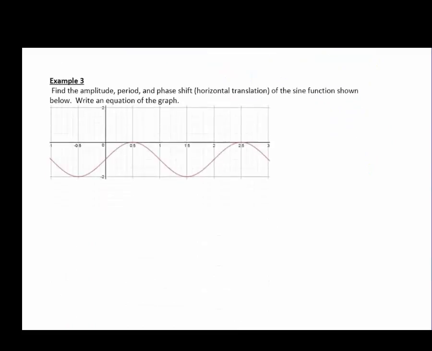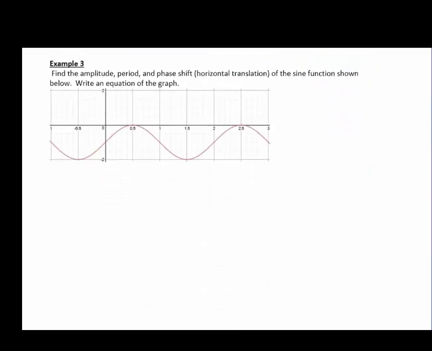All right, let's take a look at the last problem and see if we can find the amplitude, the period, and the phase shift, which is the horizontal translation, of this sine function, and then write the equation of the graph. Okay, so our amplitude is the distance from the maximum to the minimum, halved. So our amplitude is 0 minus negative 2, divided by 2. It's half of that distance. And so we get 2 over 2, so it's just 1.